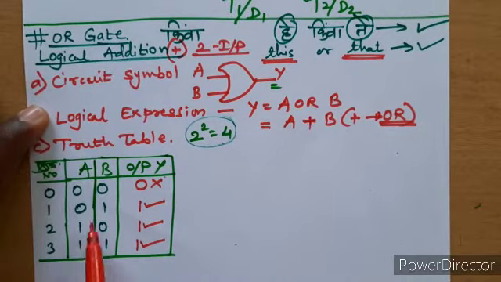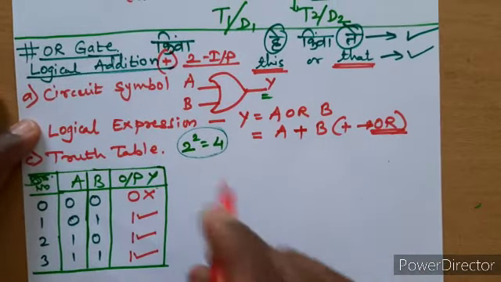Right, so this is the truth table for OR gate. 0 or 0 is 0, 0 or 1 is 1, 1 or 0 is 1, 1 or 1 is 1.